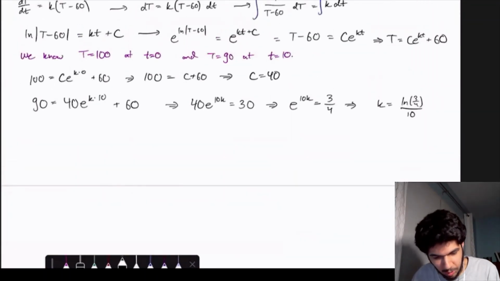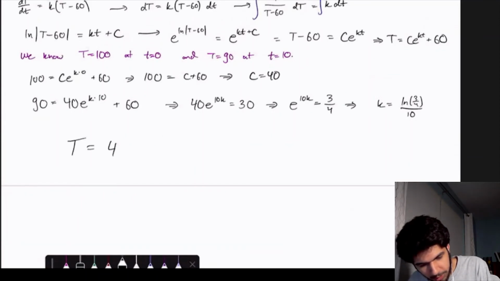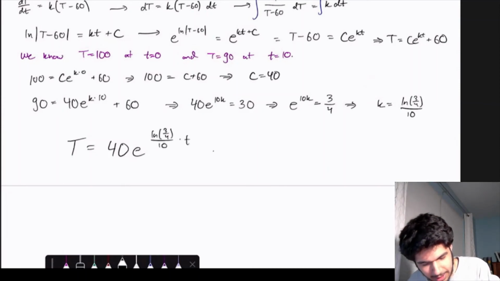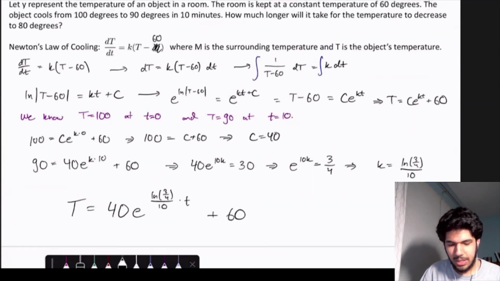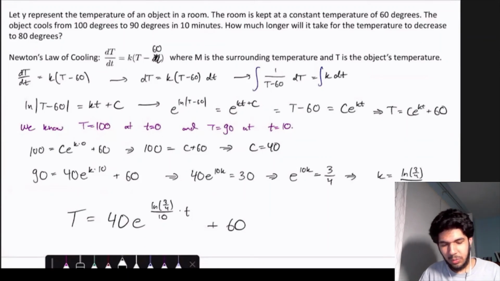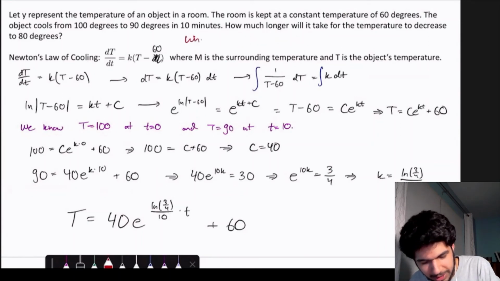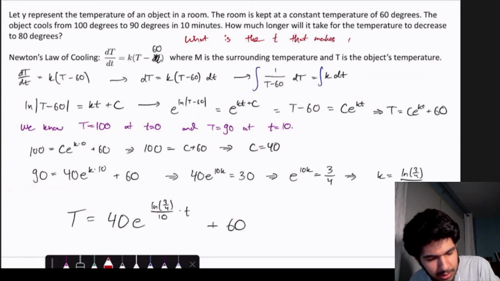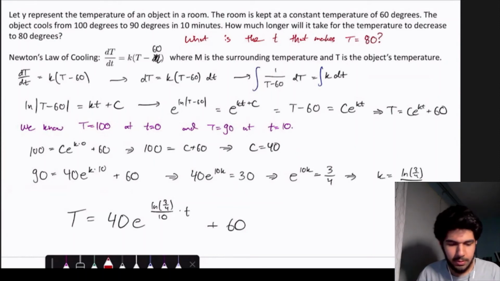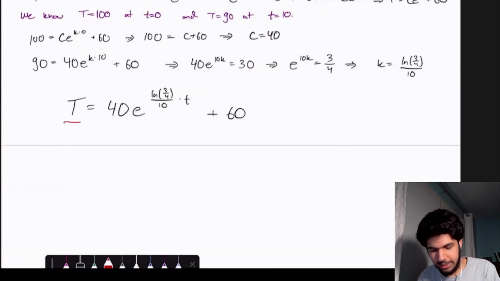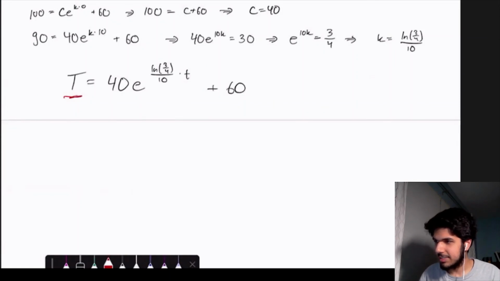So our equation now is T equals 40e^((ln(3/4)/10) times t) plus 60. That is our equation. And what are we trying to solve for? We want to know what is t such that... all right, let me rephrase this. We're trying to solve for what is the lowercase t that makes capital T equal 80. Well, why don't we solve for that? We'll just put 80 in for capital T and solve for lowercase t. That seems like a good plan.